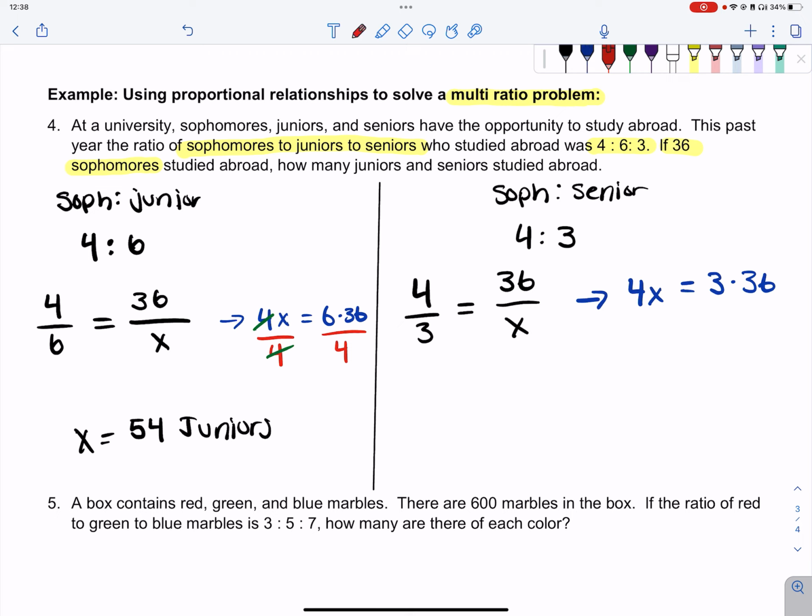And now we need to solve this for x, so we're going to divide both sides of our equation by 4. So we have that x is equal to 3 times 36 divided by 4, which should give you 27. And this now is our number of seniors. So we can say this past year, 54 juniors and 27 seniors studied abroad.